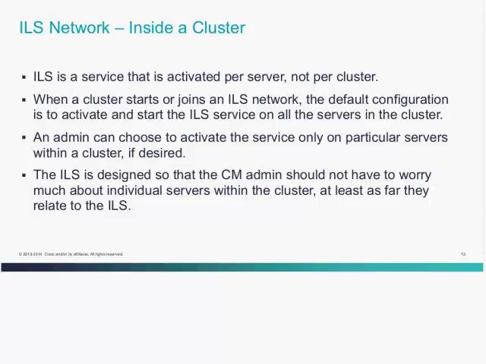And starting from CUCM 10, it will be the ILS service on the publisher that is going to talk to the other cluster publishers using ILS. The reason is with the global dial plan replication, whatever information we receive from the remote clusters needs to be updated into the database, and that happens only from the publisher. And that's why you need to have the ILS running on the publisher. But apart from that, you can then choose to have it run either on all servers in your cluster for redundancy, or you can just have it running on 2 to 3 servers.